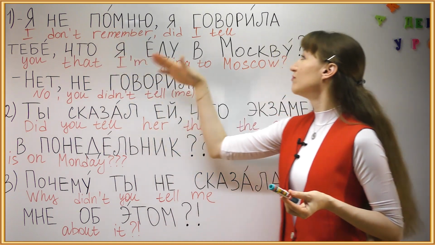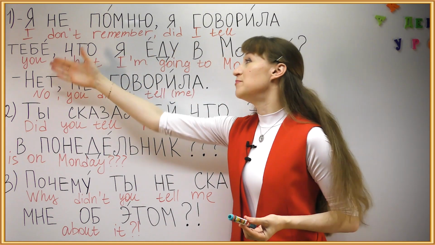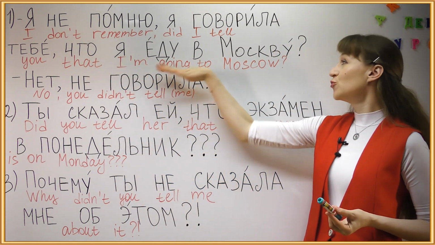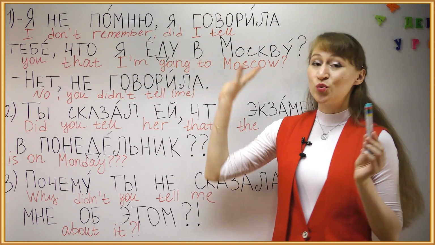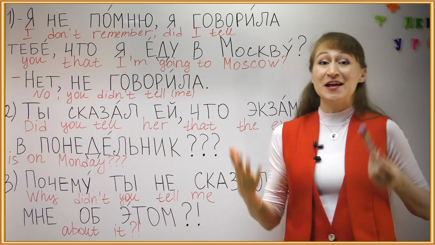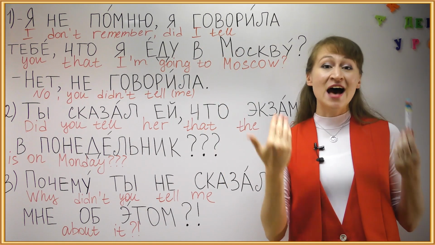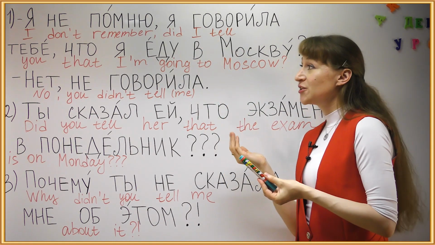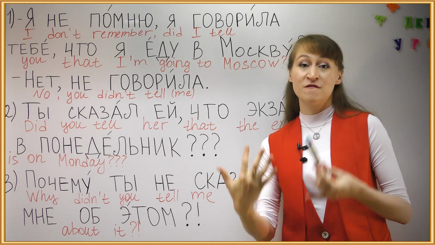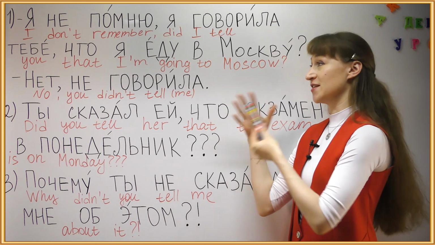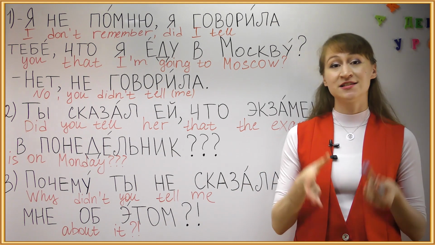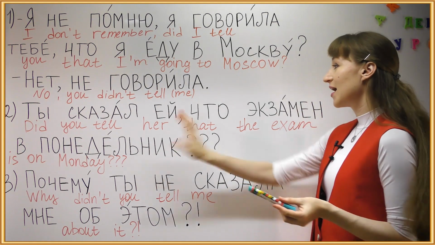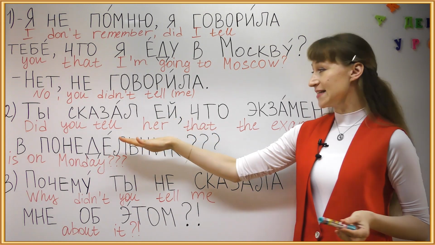Я не помню. Я говорила тебе, что я еду в Москву. Нет, не говорила. So in this sentence, we don't have any emotions. So it's just asking about the fact. Did I tell you? Did you remember about this fact of me telling you this information that I'm going to Moscow? No, you didn't tell me. So this fact didn't happen in the past.